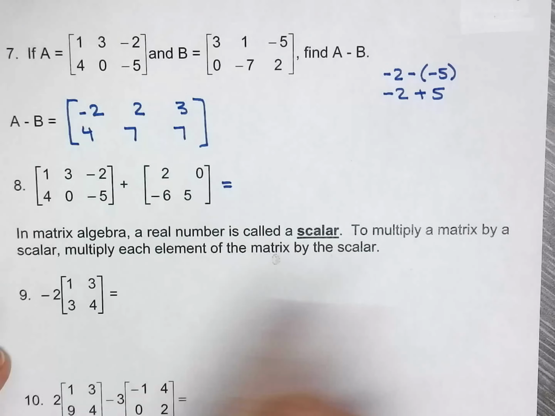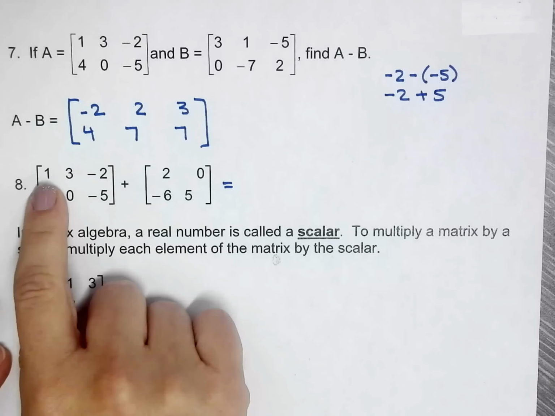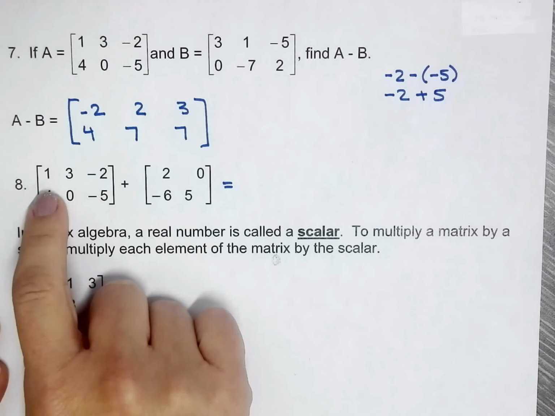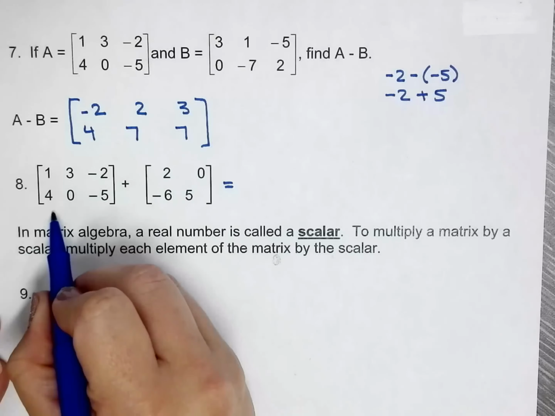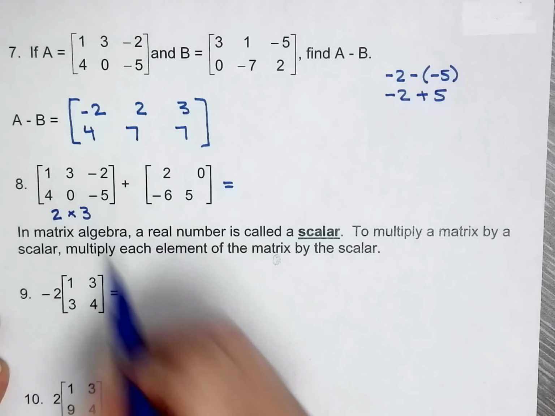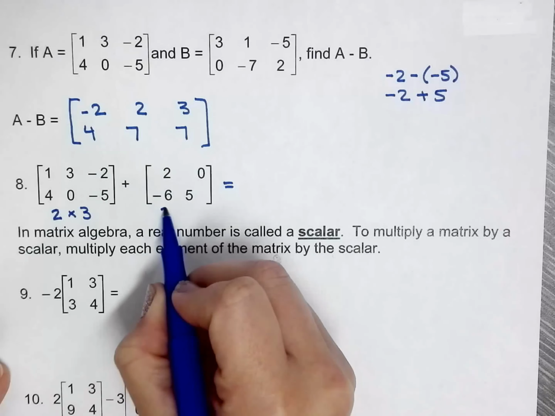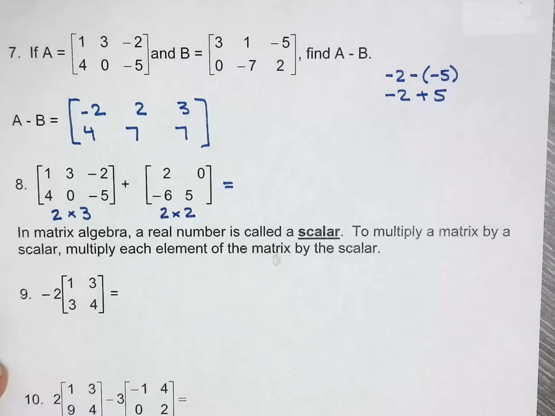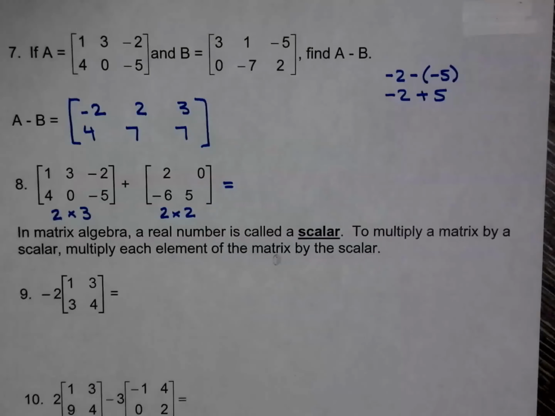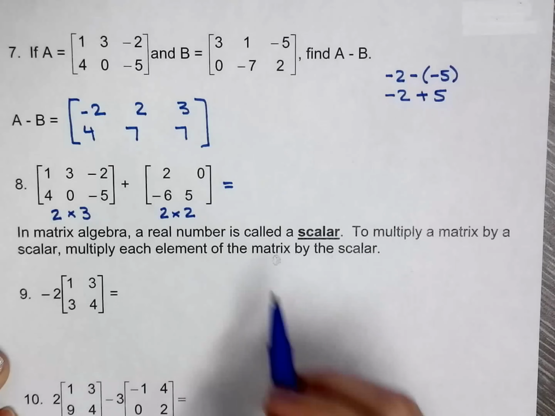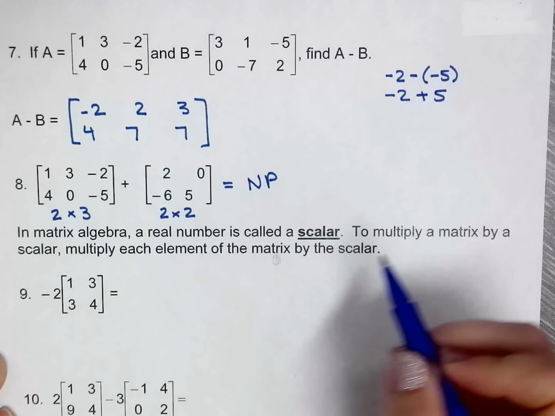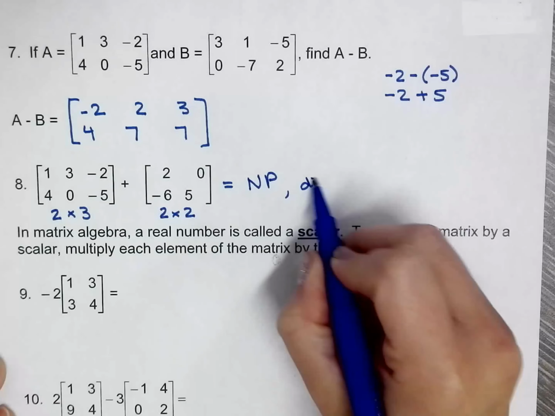Now, wait a minute. If I need to add by position, when you look at matrix A, it is 2 rows by 3 columns. In this one, it's 2 rows by 2 columns. If they don't have the same dimensions, I cannot add them or subtract them. It doesn't work that way. So you can just write NP, or not possible, because the dimensions are different.